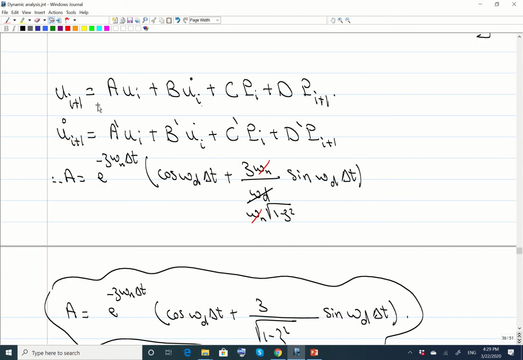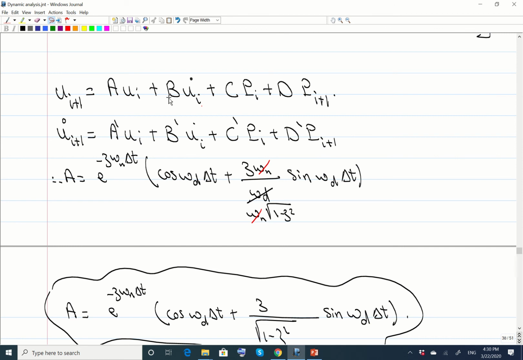Those ui plus 1, if you know ui, you start by knowing u0, right? You know the initial condition at step 0. You multiply the factor a by the displacement at time 0, plus b multiplied by the velocity at time 0, plus c multiplied by the sampled force at time 0, plus d multiplied by the sampled force at the end of the first step, pi plus 1. How much about the velocity at the end of the first step? It's a prime multiplied by the initial displacement, plus b prime multiplied by the initial velocity, plus c prime multiplied by the initial force, plus d prime multiplied by the force at the end of the first step.